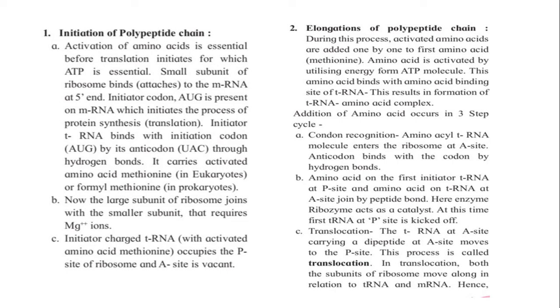Number two, elongation of the polypeptide chain. During this process, activated amino acids are added one by one to the first amino acid. Amino acid is activated by utilizing energy from ATP molecules. These amino acids bind with the amino acid binding sites of transfer RNA. This results in formation of the transfer RNA amino acid complex.